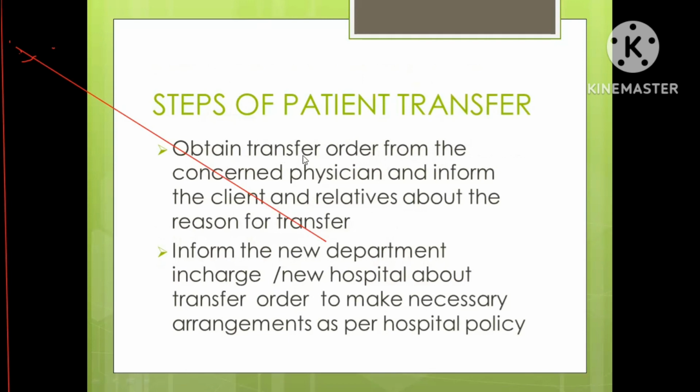So we obtain a transfer order from the concerned physician and inform the client and relatives about the reason for transfer. The main step is to obtain a transfer order. This is very important. We have to get a transfer order from the concerned physician or the admitting physician. There may be different physicians in a hospital, and a particular patient belongs to a particular department or physician. So from the admitting physician or the concerned physician, we have to get a transfer order. The physician or doctor is the person who decides the transfer of the patient.